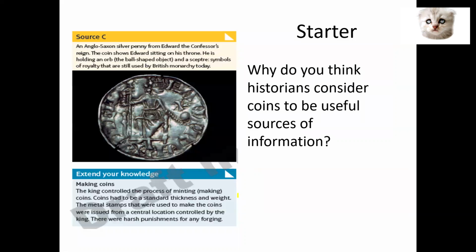So, start activity. Here we've got a brief, and this is reflecting on what we were looking at last session. Looking at this coin, answer this question: why do you think historians consider coins to be a useful source of information? Just take 5 minutes here, pause the video, answer this, come back when you're ready.